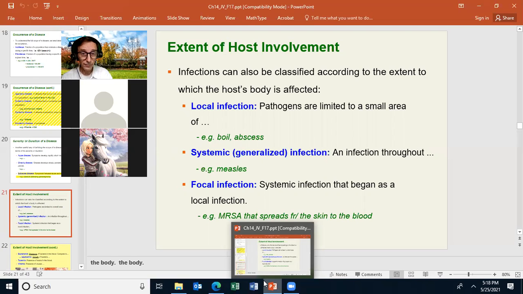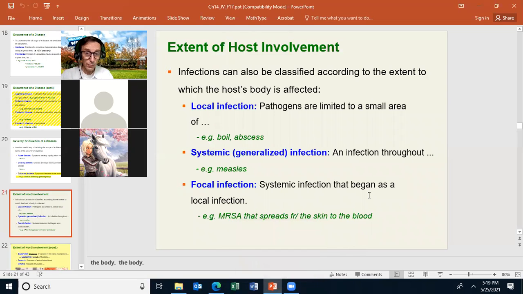A focal infection is a systemic infection that began as a local infection, but then spreads further. MRSA can be a focal infection where it starts on the skin, but then it gets into the blood and then can be spread elsewhere by the blood. Any question about any of these?